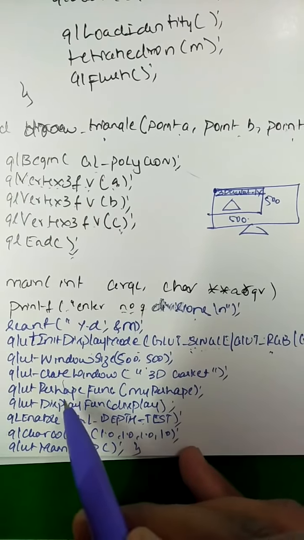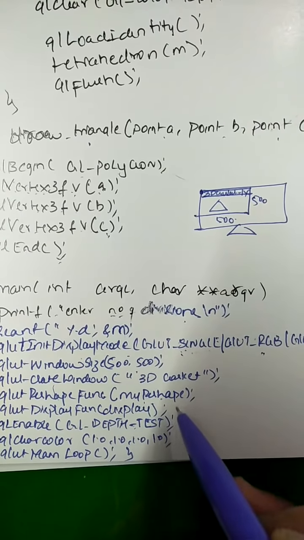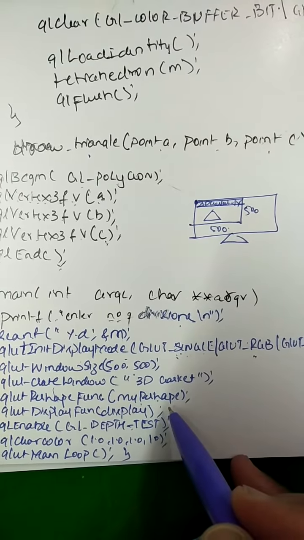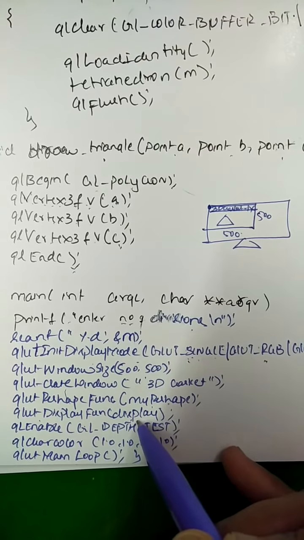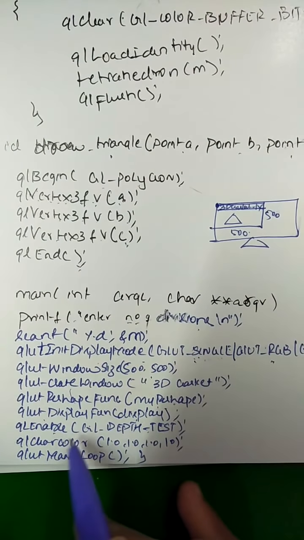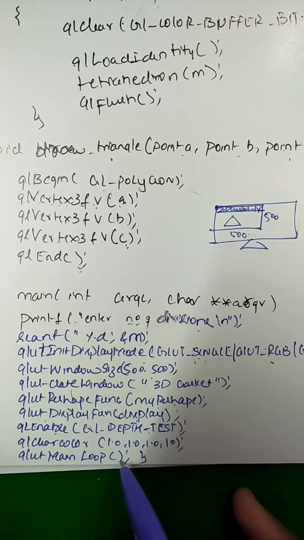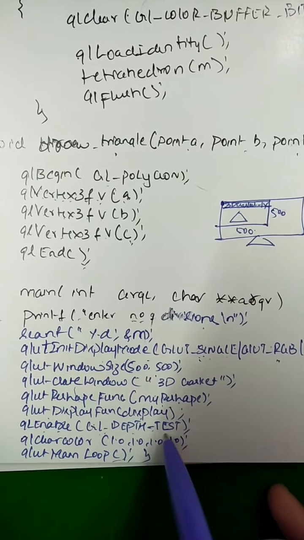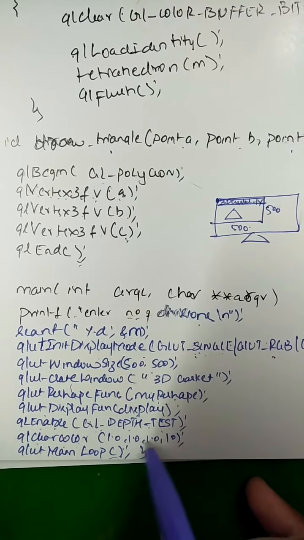So glut reshape func of my reshape. As I explained in color cube program, reshape function makes sure that the object shape is not distorted. At the end of this video I'll explain again if not. So glut display func of display means I'm calling the display function now. I'm registering it. Next GL enable, so which are the functions that I register, that will be called in an infinite loop by glut main loop. So next I'm enabling the depth test. Next I'm clearing color means I'm setting the background color to white.